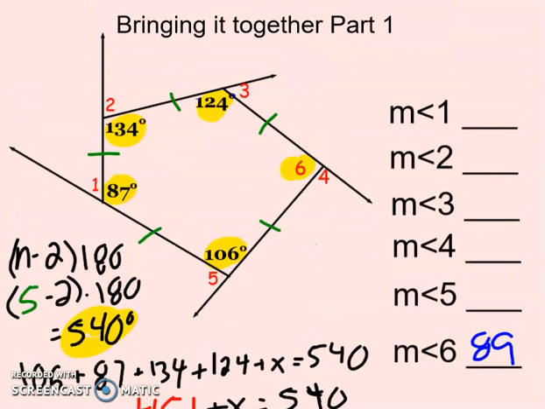And that's great because now we can find angles 1, 2, 3, 4, and 5, because now we know the interior angles, so we can find the exterior angles.